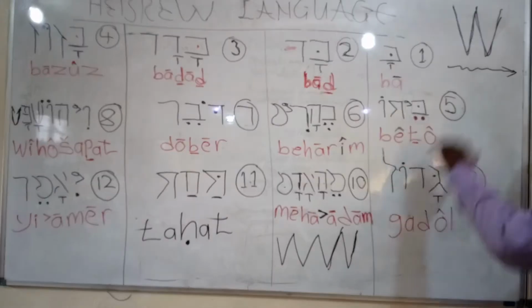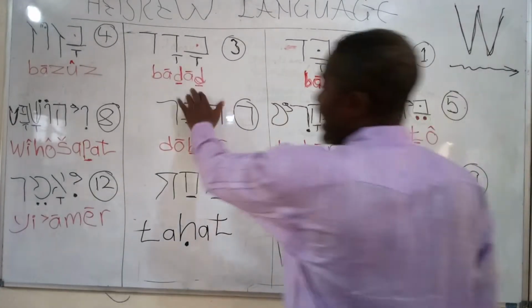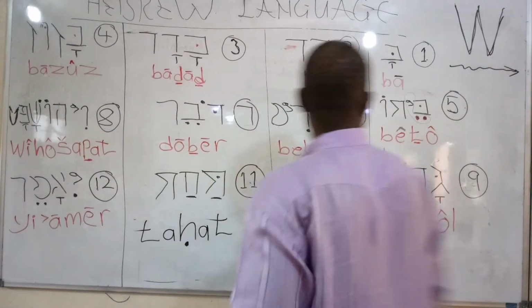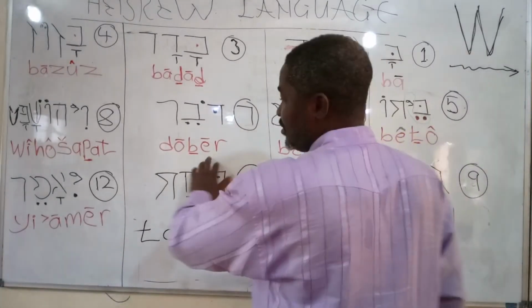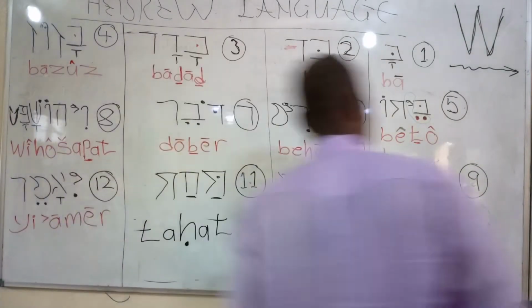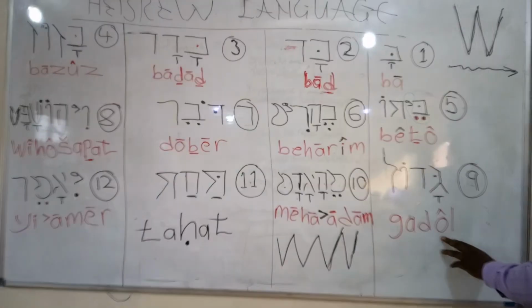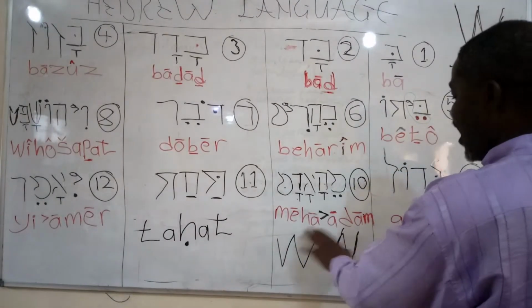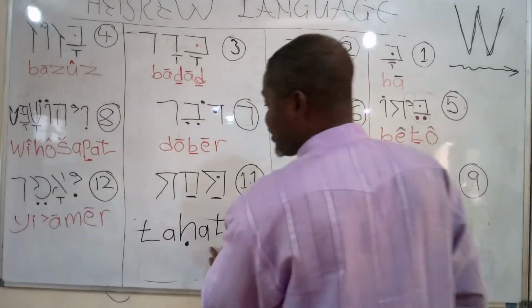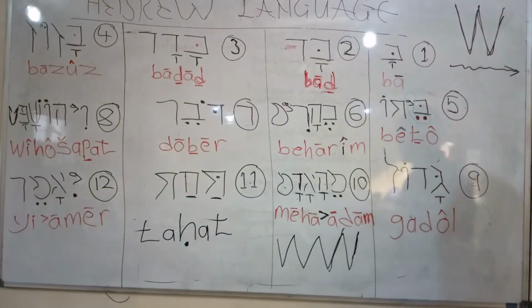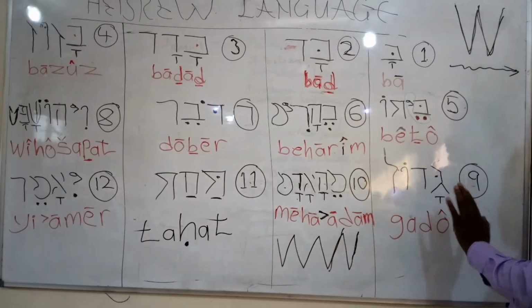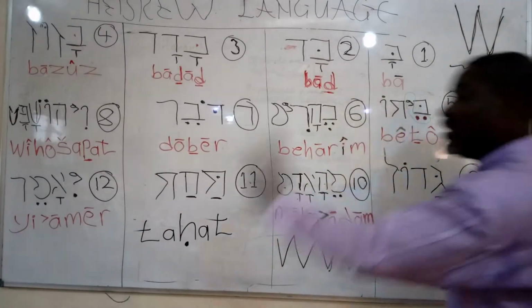You have ba, you have badai, you have bazoo, you have beto, you have be'arim, the bird, Jehoshaphat. Then here you have Gadol. Then you have Me'ak Adam, Ta'at, Ji'ak, Mer. Getting to understand that you read from right to left.